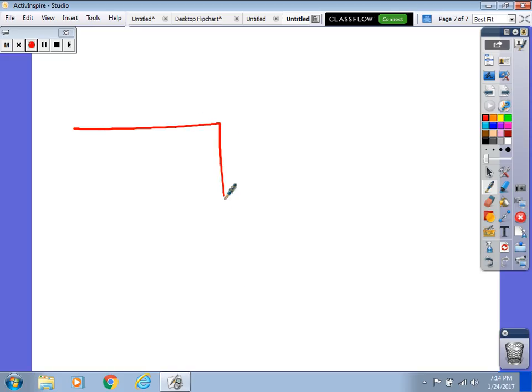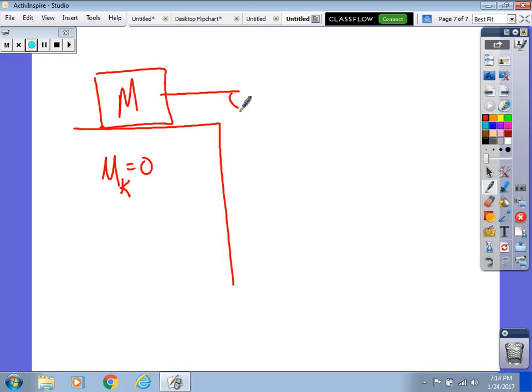And one of the toughest ones, for some reason, for students is this. You have something sitting on a, let's say it's a, I don't know, a frictionless incline. We'll make it easy. And it runs over a pulley. And there's a little box here that's much, much smaller. M is much, much smaller than the big mass on the table. And this is frictionless.